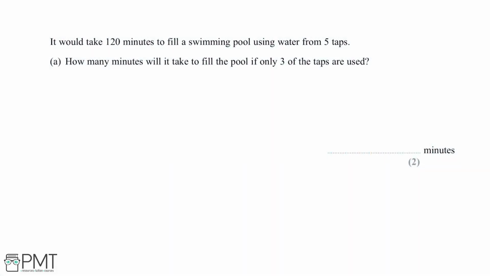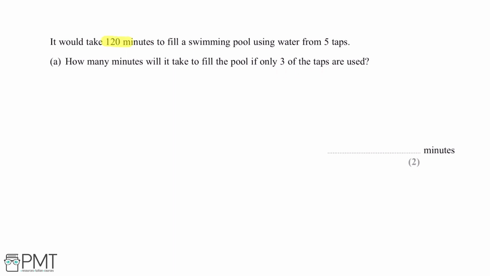It would take 120 minutes to fill a swimming pool using water from 5 taps. How many minutes will it take to fill the pool if only 3 taps are used? So for this question, we're going to want to work out how many minutes it would take to fill the swimming pool using just 1 tap, and then we can divide this value by 3 to work out how many minutes it will take to fill the pool if only 3 of the taps are used.